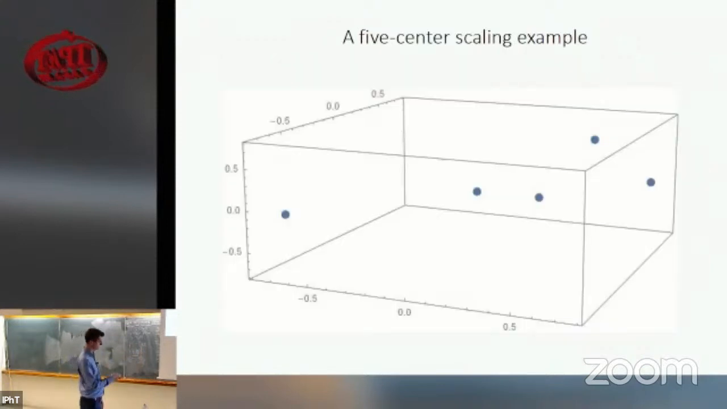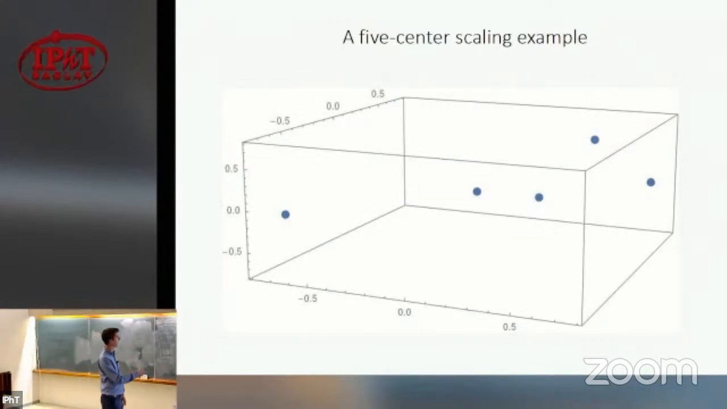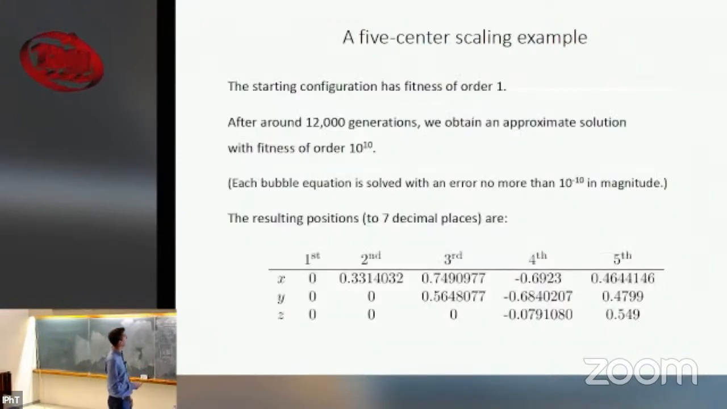Just to emphasize, there's no particular symmetry other than my choice of axes. This is what the solutions look like plotted in R3. Okay, so the starting configuration has fitness of order 1, which is pretty rubbish.